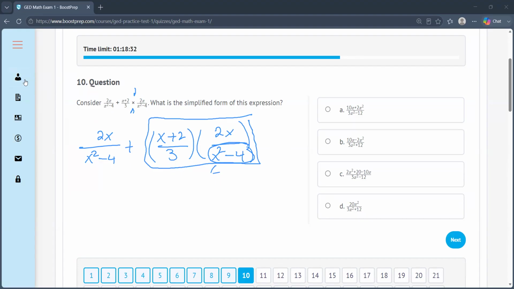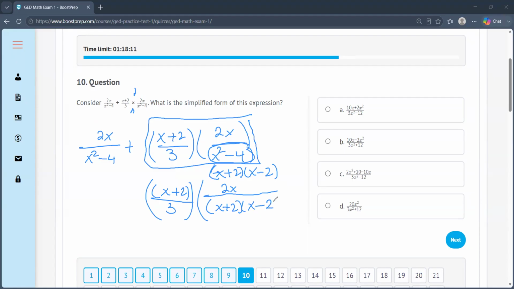That's a perfect square, and that could be factored out as (x plus 2) times (x minus 2). Okay. So I'm going to rewrite this as (x plus 2) over 3 times 2x over (x plus 2) times (x minus 2). Okay. And then what you could do, this is why I did this, because I want something canceled. What do you see that's the same top and bottom? Yes, that's x plus 2.